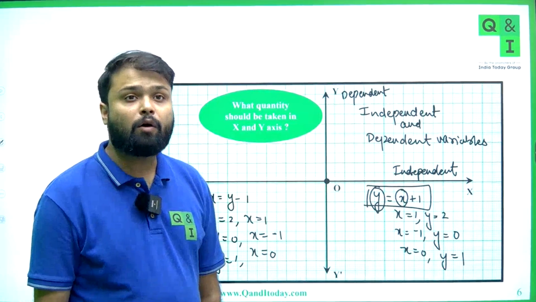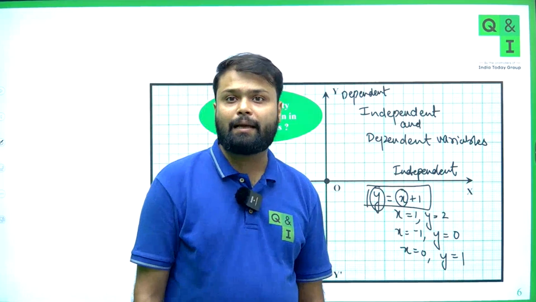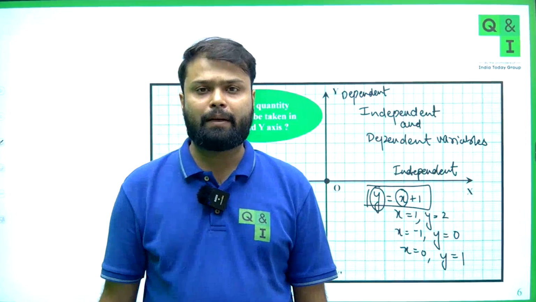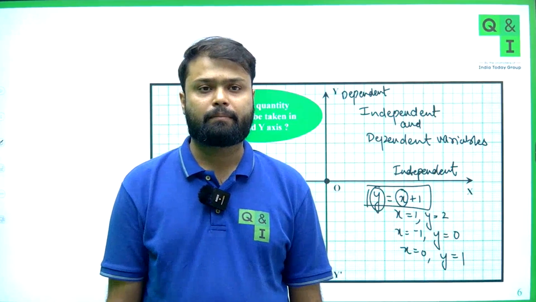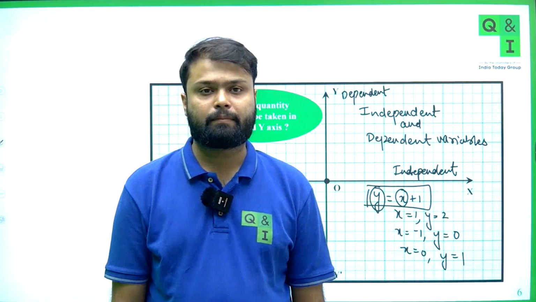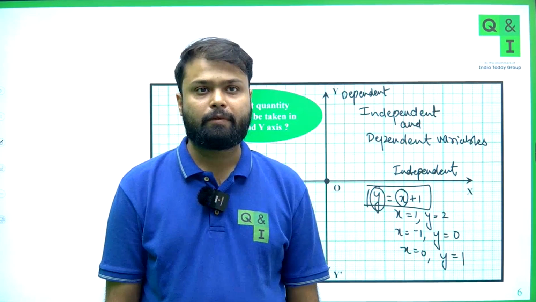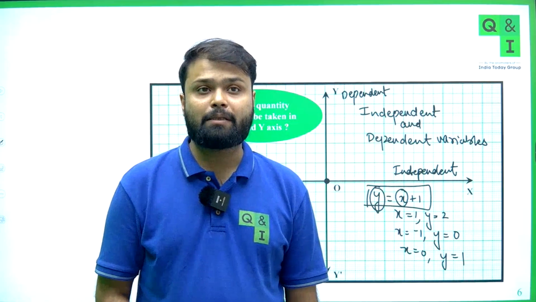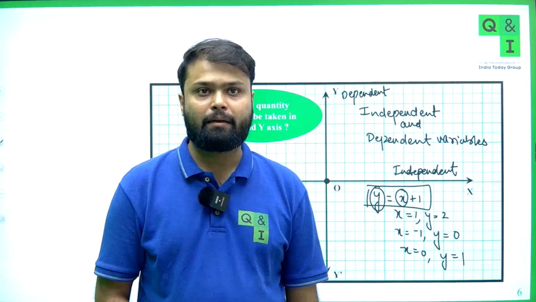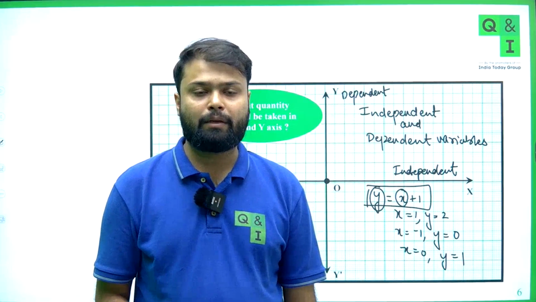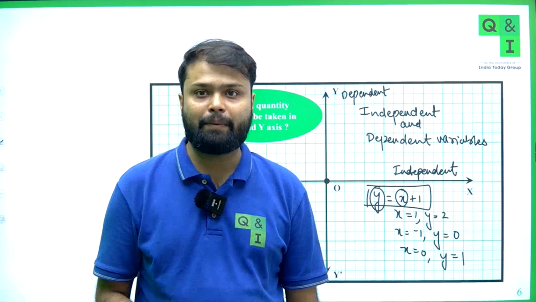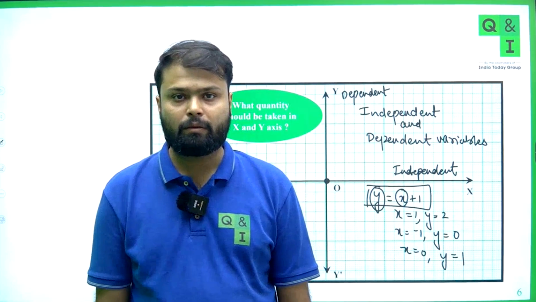Now, if we talk about distance and time, can you tell me whether time is independent or distance is independent? We say distance is changing with respect to time. That means time is independent and distance depends upon time. So can we say that distance is the dependent variable and time is the independent variable? Very good, Kamala.